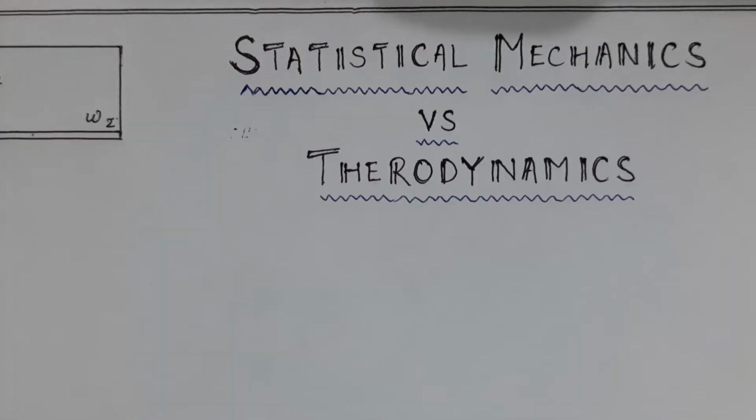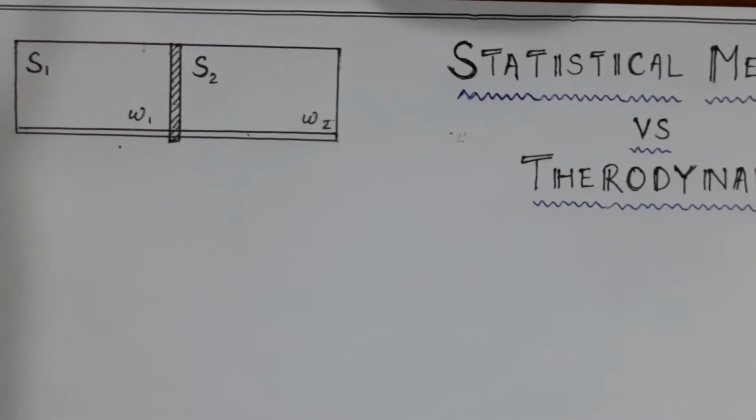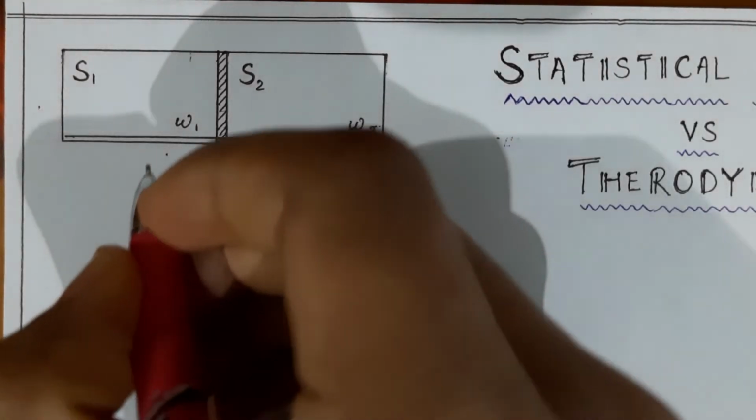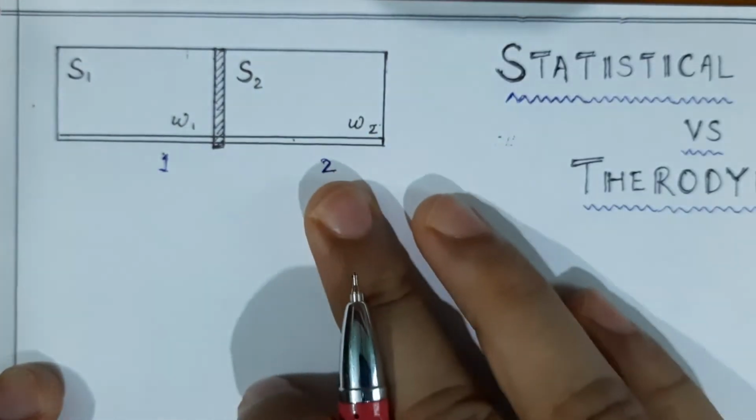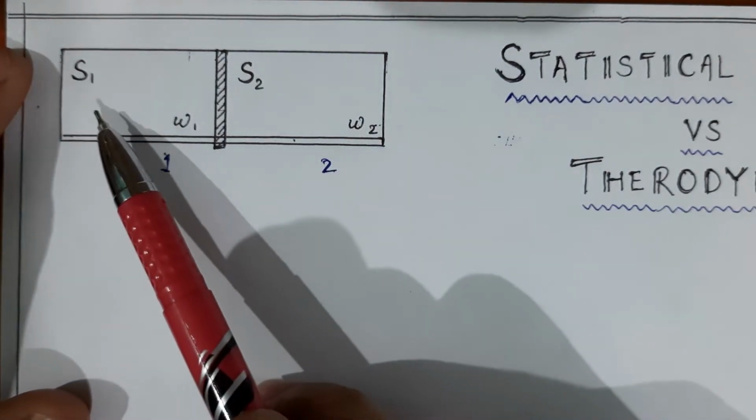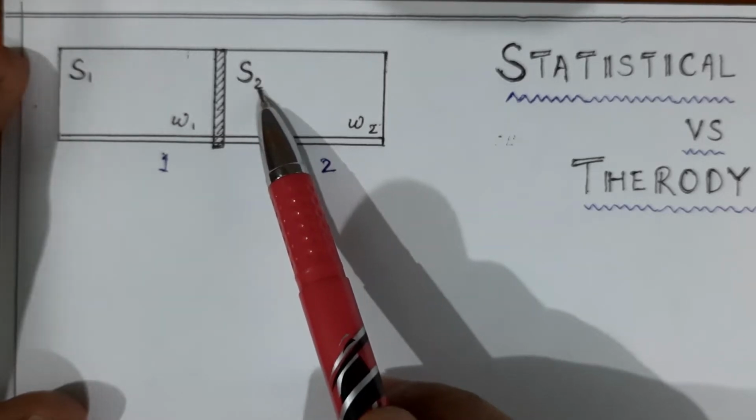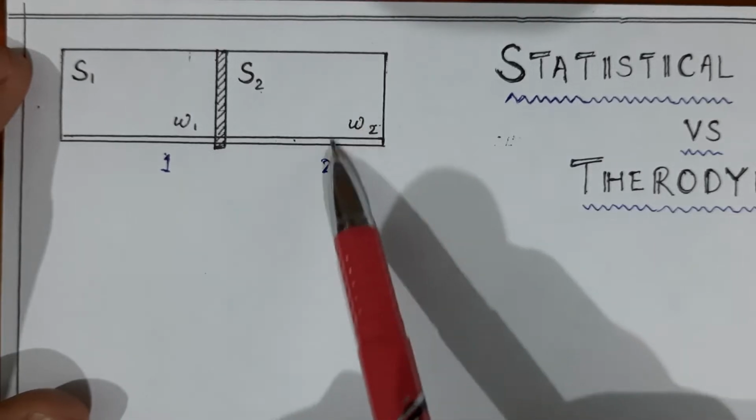Hello everyone. In this video, I will derive a relationship between statistical mechanics and thermodynamics. In order to derive the relationship between them, I have assumed two independent systems, say system 1 and system 2. System 1 has an entropy S1 and system 2 has an entropy S2, and corresponding to their entropy they have their microstates.